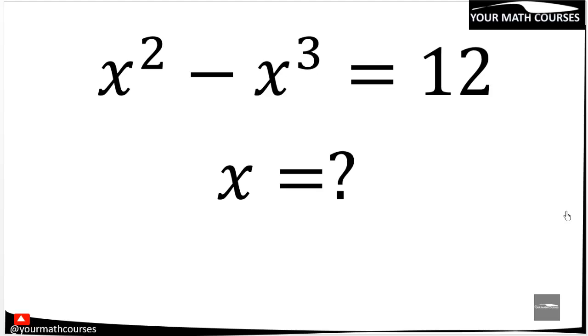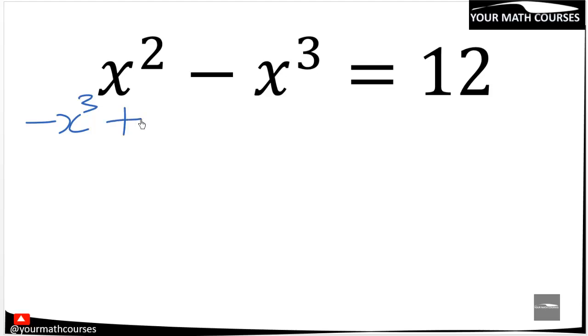Let us have a look at this cubic equation: x squared minus x cubed equal 12. What is the value of x? So we can rewrite this as negative x cubed plus x squared minus 12 is equal to 0.